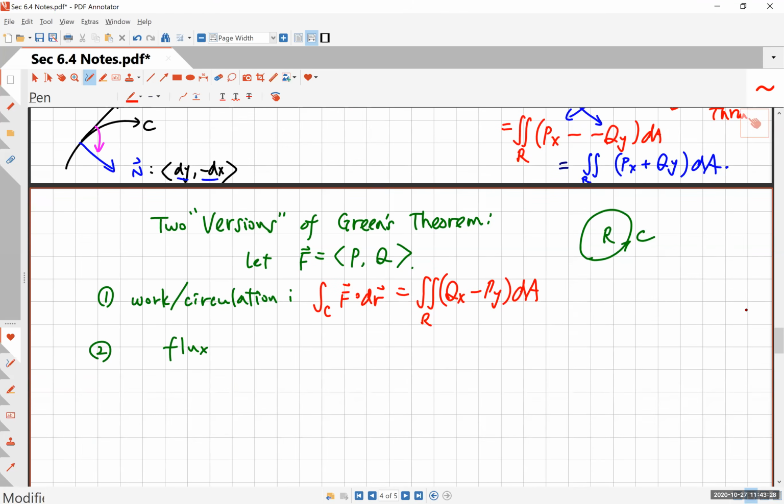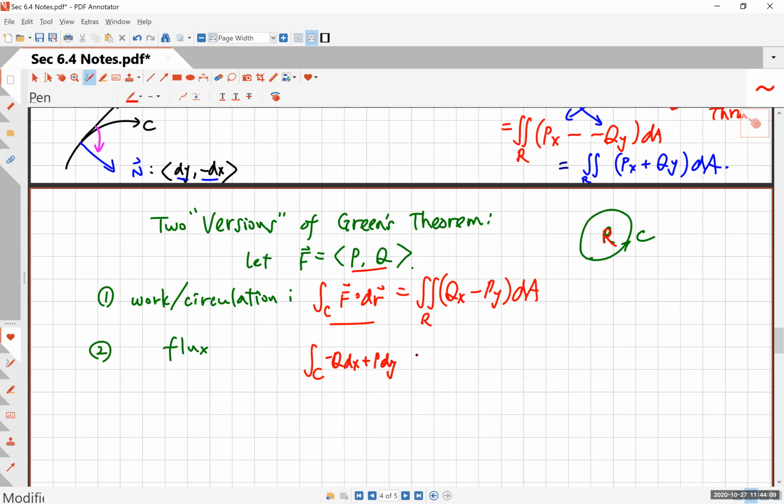All right, so two versions of Green's theorem. In both cases, we assume that the region R is bounded by the closed loop C, the simple closed curve C. And we assume that a vector field F, which is P, Q, is given. To find the work or circulation, we do F dot dr, and Green's theorem, the first version, says it's equal to the double integral over the region R of Qx minus Py. The flux is not F dot dr, right? So this will be, as I said, negative Q dx plus P dy.